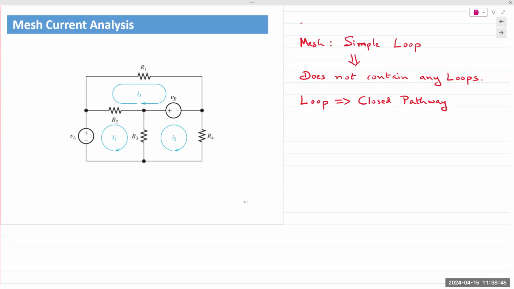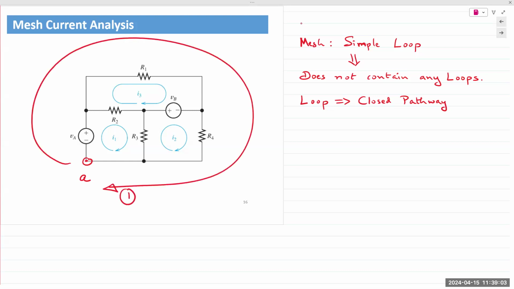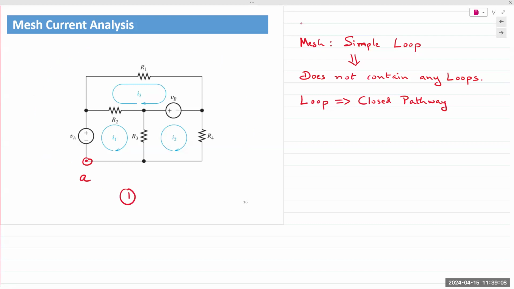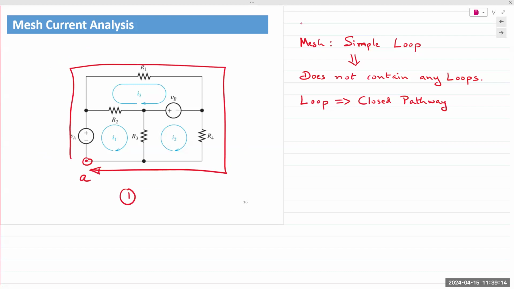So for instance, if I label the bottom left node as A, how many pathways can we take to come back to A? The most obvious one is the outer loop. Let's call that loop 1. You go around the outer loop. You go through VA, R1, and come back to A. Make sense? That's an electrical loop. It's a closed pathway. You can go around that pathway and you come back to the same point.